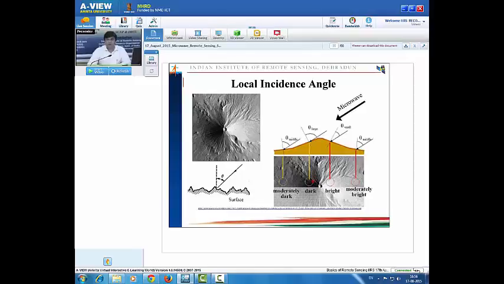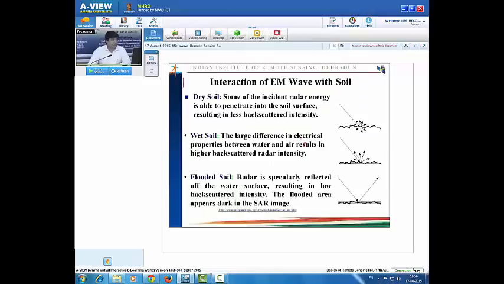Now again, when the angle of incidence is going larger, here the angle of incidence is very large. So here we are getting the dark patch, and again here we are getting the moderately dark patch due to the moderate angle of incidence, or middle angle of incidence. So we have seen that our backscatter is a property of the local angle of incidence also.